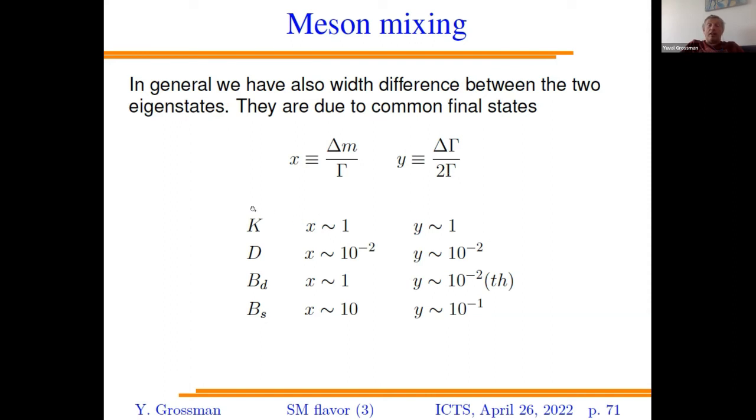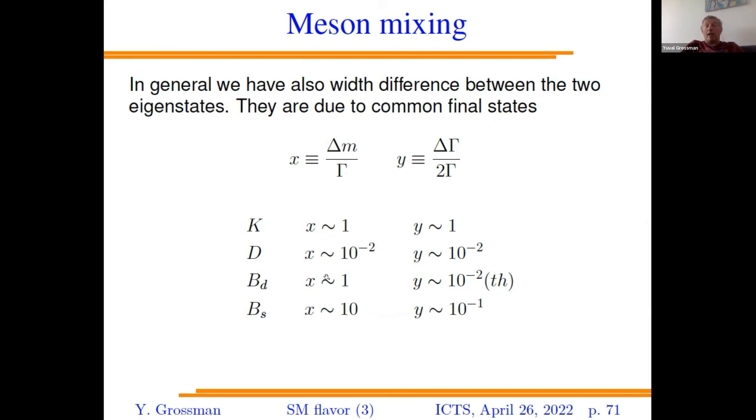And we see that the four mesons that we have in nature all have different values of X and Y. For the Kaon, X is of order 1 and Y is of order 1. Surprisingly, both of them are almost exactly 1 to a very good approximation. That's an accidental thing. For the D meson, only very recently we measured both X and Y. Both of them are of order 10 to the minus 2. X is 0.5 times 10 to the minus 2 and Y is 0.7 times 10 to the minus 2.